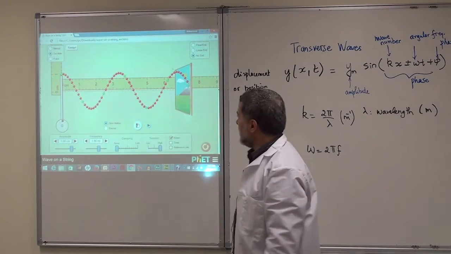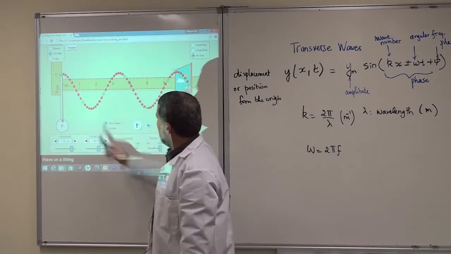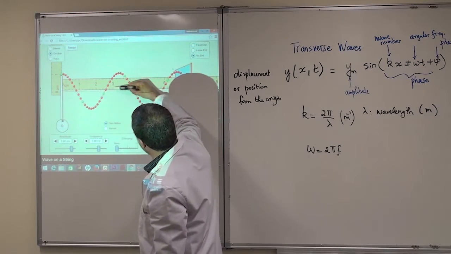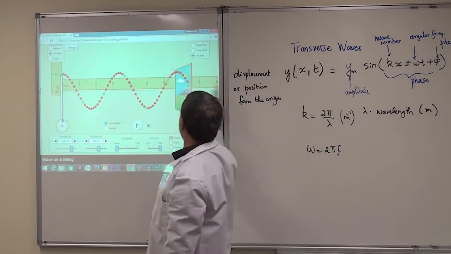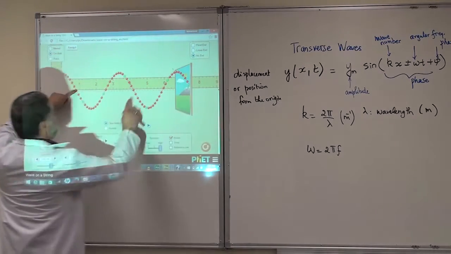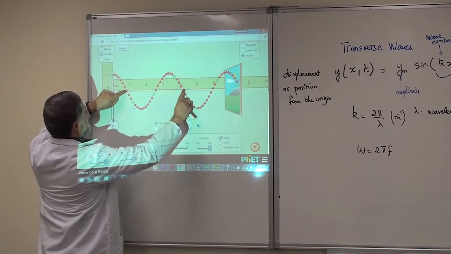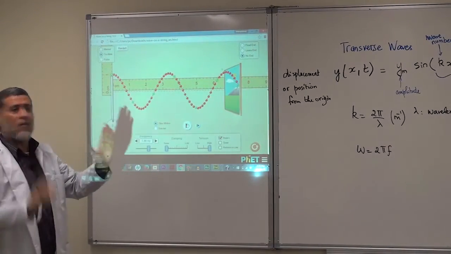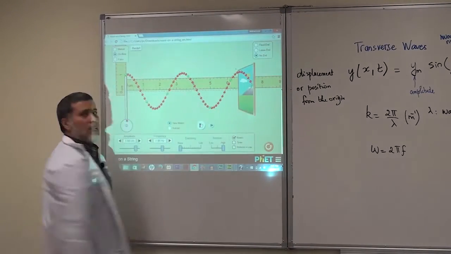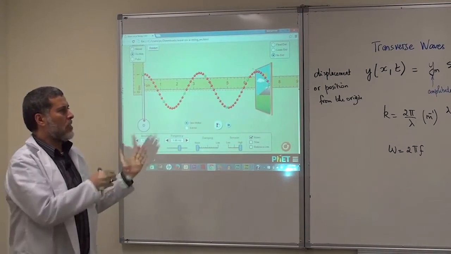You can, for example, look here. In this figure, the wavelength, if this is the origin 0, from here to here you can see is about 3.2 centimeters, if this is in centimeters. So the wavelength here is 3.2 centimeters. You can measure it also from here to here, and it will be 3.2 centimeters. It's constant. Whether you measure it from here to here, or from here to here, it's constant. So that's the wavelength, and we know what the wave number is.